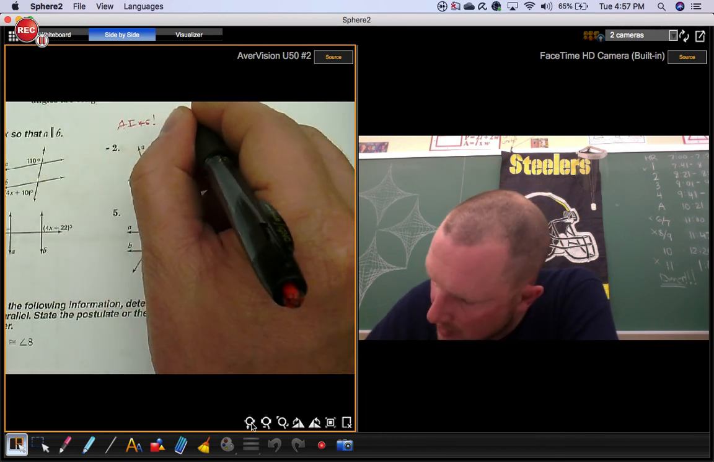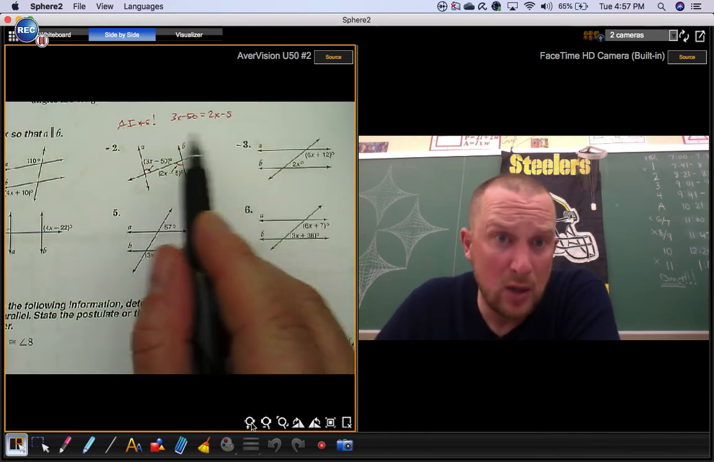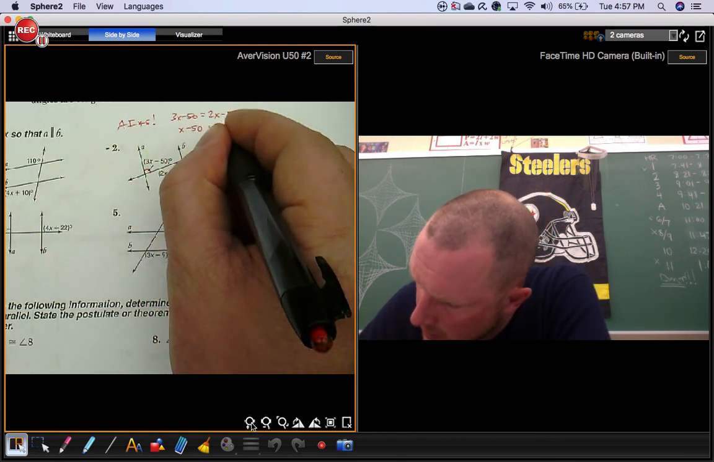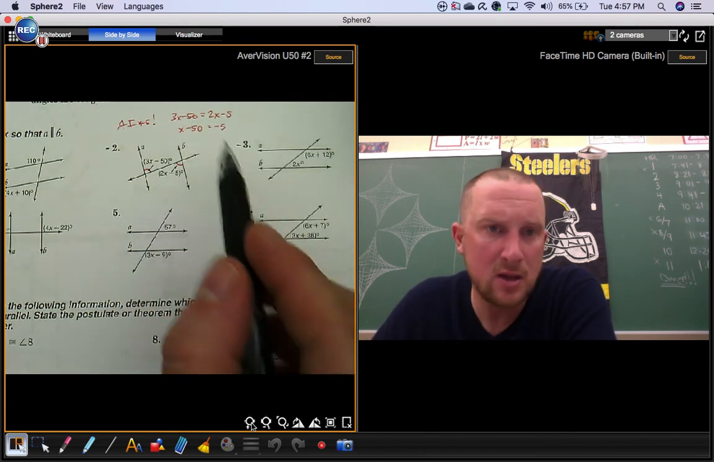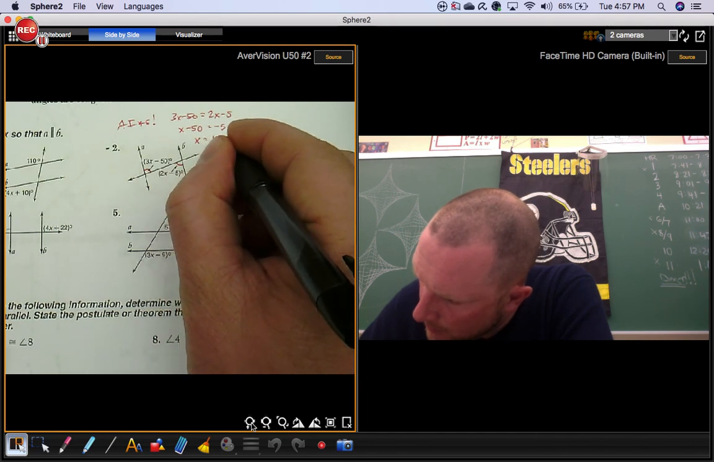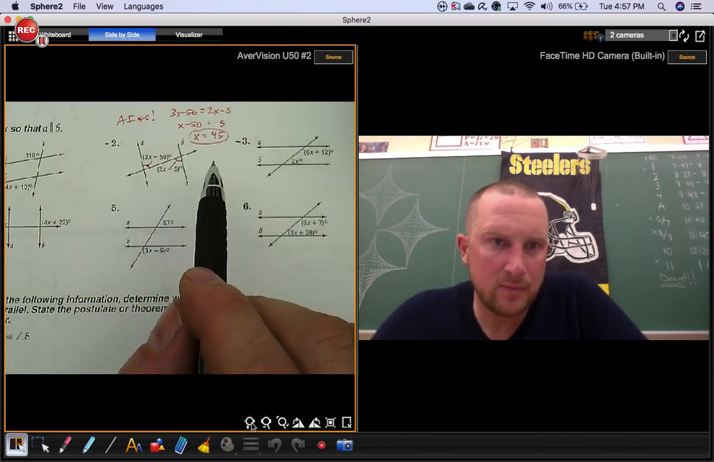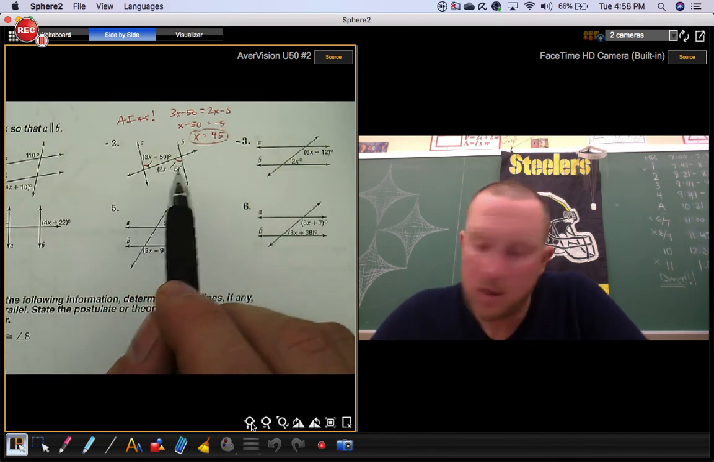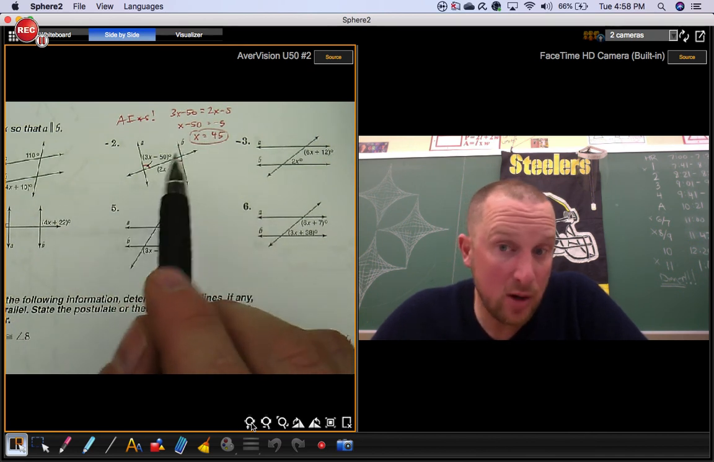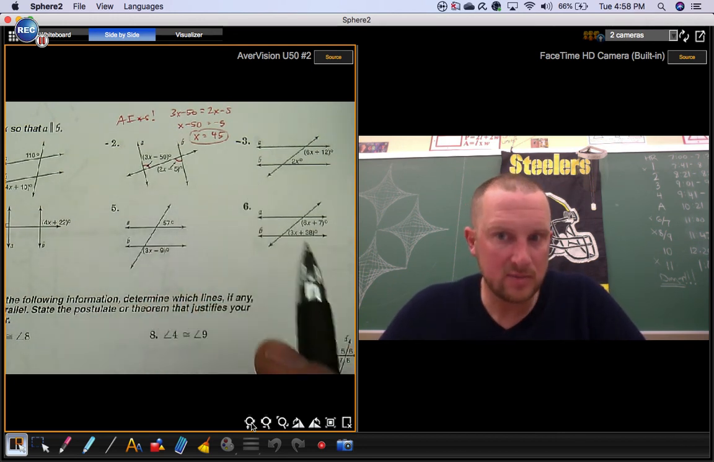So 3x minus 50 equals 2x minus 5. And what you're going to do is solve for x. So we'll subtract 2x from both sides. Then we're going to add 50. If x is 45, then these two lines are parallel. If x is anything different, they will not be parallel. That's how all the problems in this section work. It's just like last section, but it's the converse.